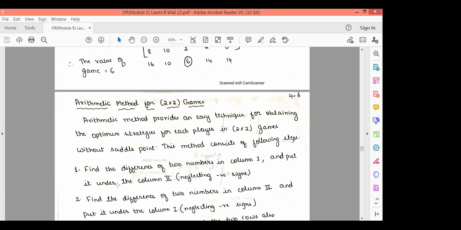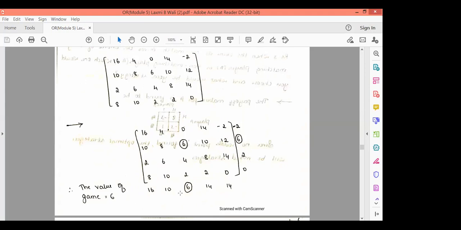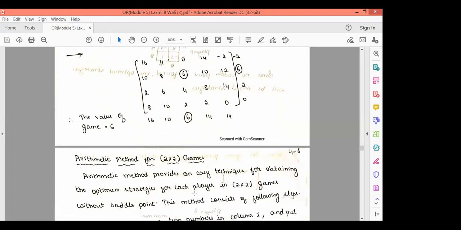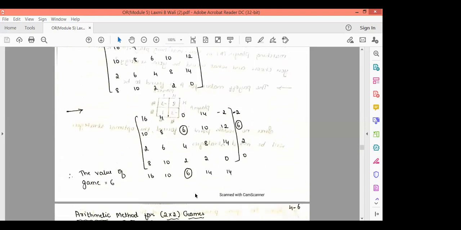Ma'am, in this problem, if the player is winning by 6 points, do we use any other method to increase the number of points he can win? Do we increase the margin by which he wins? No, we are not doing anything like that. So we're just finding whether he wins or loses, right? Yeah. We are just finding the value of that particular game. Okay, ma'am.